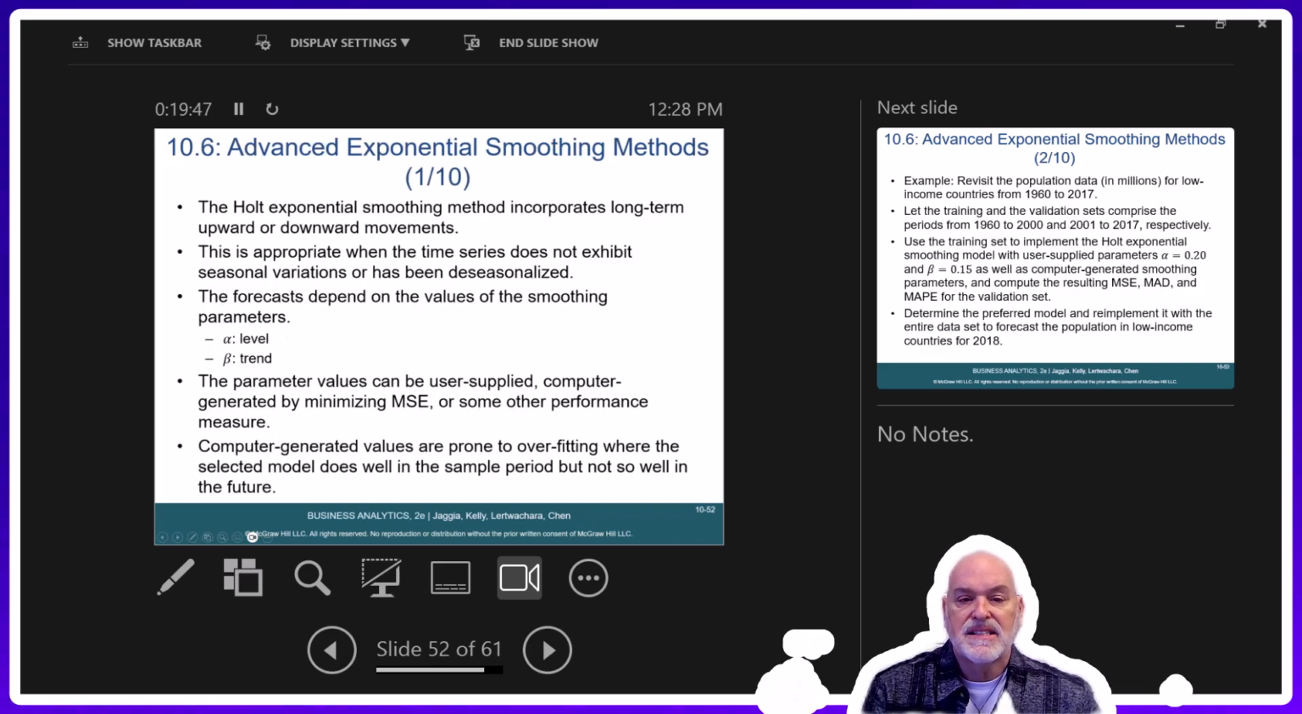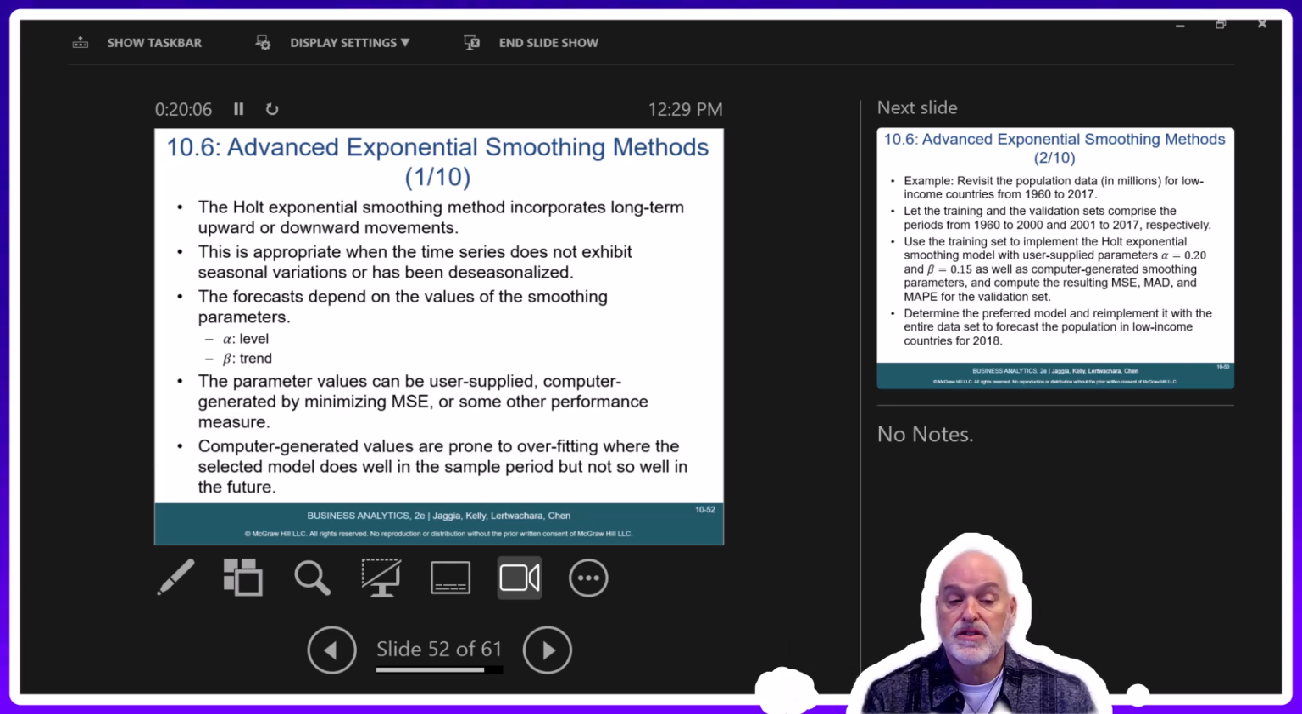Advanced exponential smoothing methods. The Holt exponential smoothing method incorporates long-term upward or downward movements. This is appropriate when the time series does not exhibit seasonal variations or has been deseasonalized. The forecasts depend on the values of the smoothing parameters. The parameter values can be user-supplied, or computer-generated by minimizing MSE or some other performance measure. Computer-generated values are prone to overfitting, where the selected model does well in the sample period, but not so well into the future.